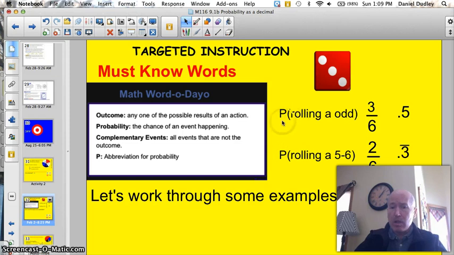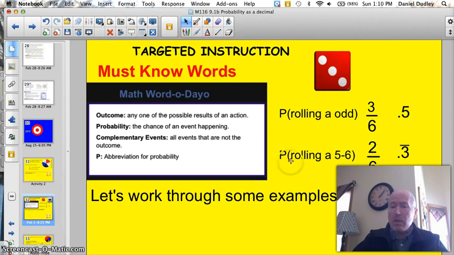Let's take a look at this one here. We want to know what the probability of rolling an odd number is. Well, I could roll a 1, I could roll a 3, I could roll a 5. I have 3 chances out of 6 of rolling an odd number. 3 divided by 6, our answer as a decimal is 0.5.